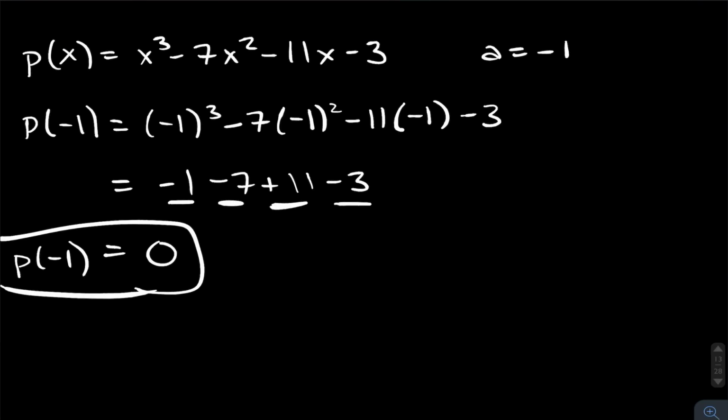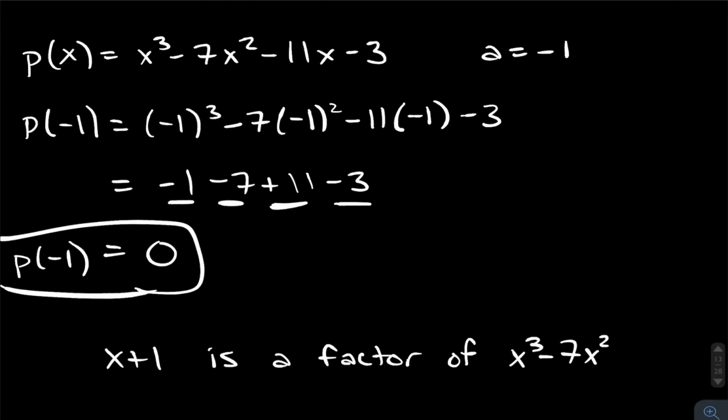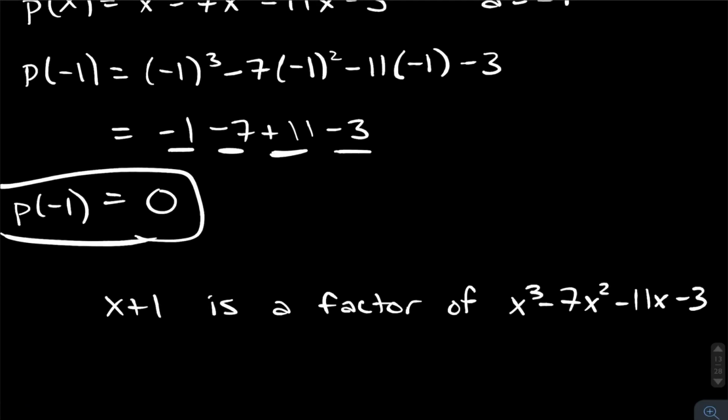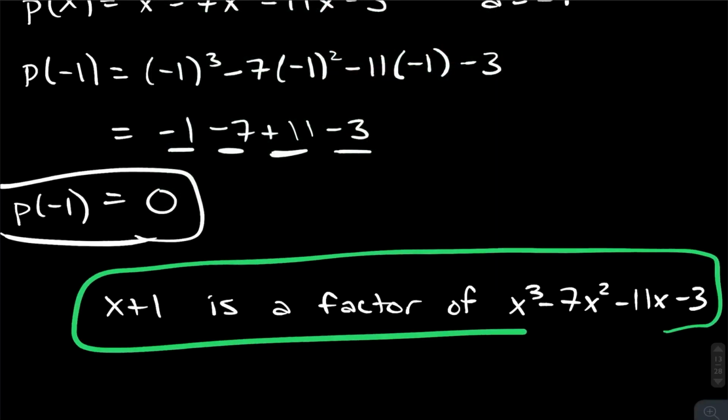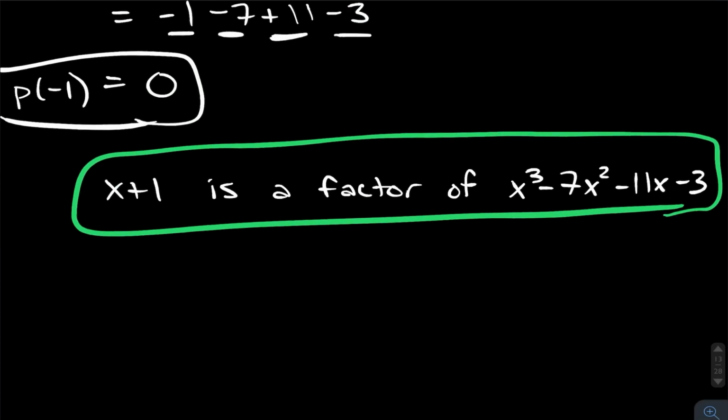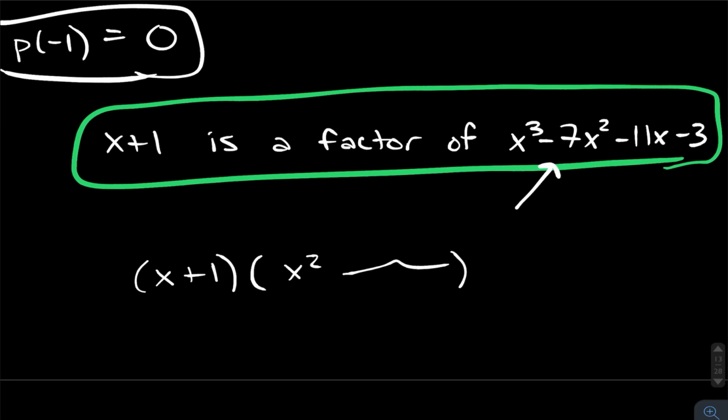And so since this is true, we can say that x plus 1 is a factor of x cubed minus 7x squared minus 11x minus 3. Right? For the last time, I'll review quickly why that is. If we want to factor this thing, we're going to divide it by x plus 1 and get maybe some quadratic, right? And that quadratic that we're going to get when we do this long division is not going to be x squared plus 5x plus 2 plus 3 over x plus 2, right? This is that remainder over divisor from before. Our remainder is going to be 0, right?